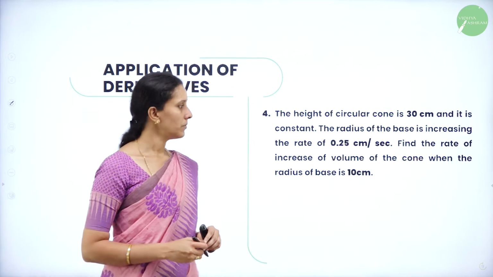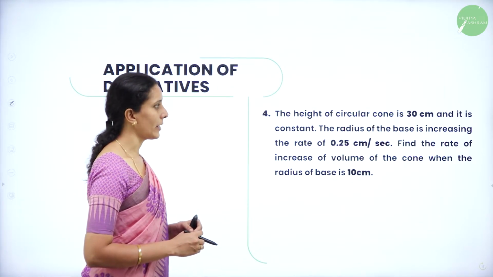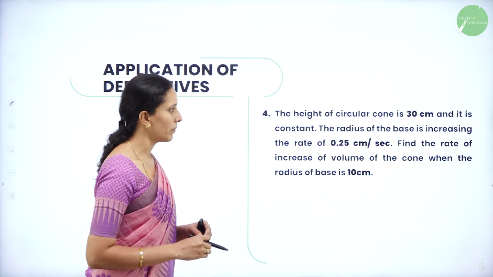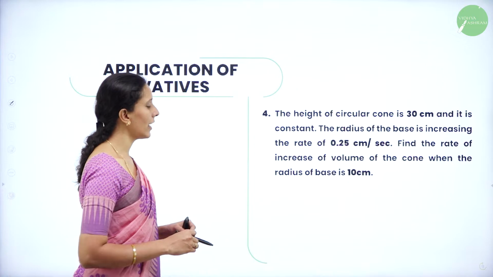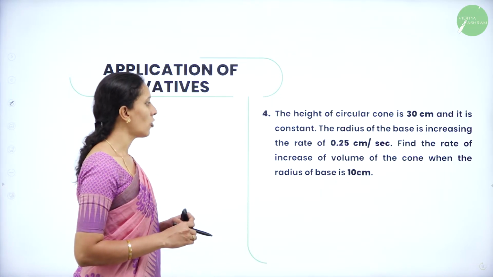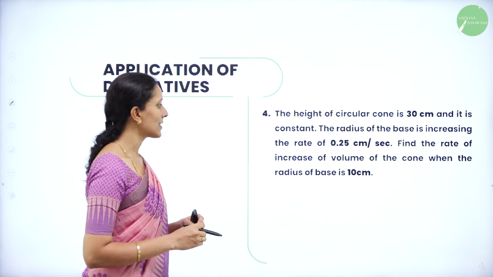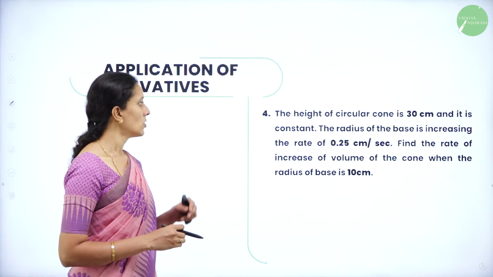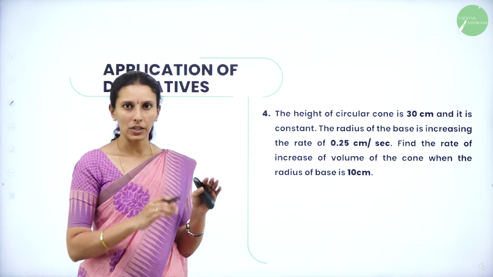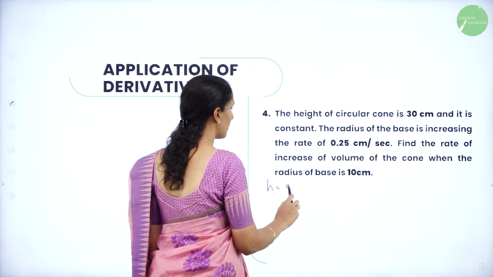The next question. The height of a circular cone is 30 centimeter and it is constant. If the radius of the base is increasing at the rate of 0.25 centimeter per second, find the rate of increase of volume of the cone when the radius of the base is 10 centimeter. So what is given? The height of the circular cone is 30 centimeter. So it is constant. So h is equal to 30 centimeter.